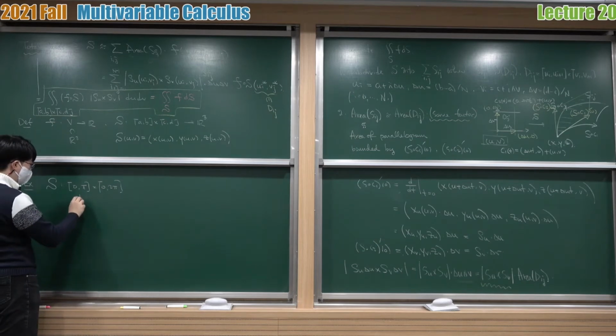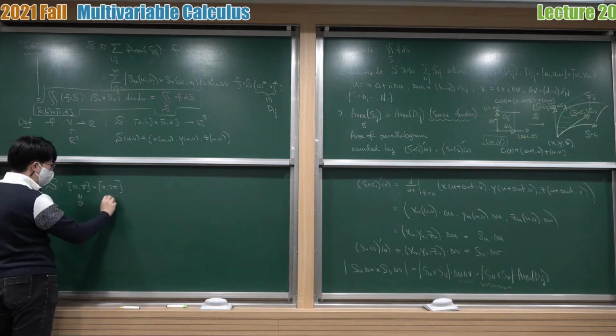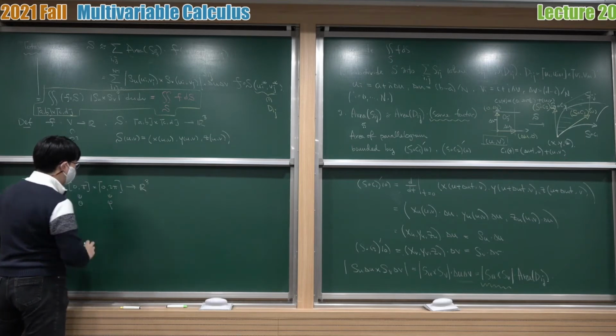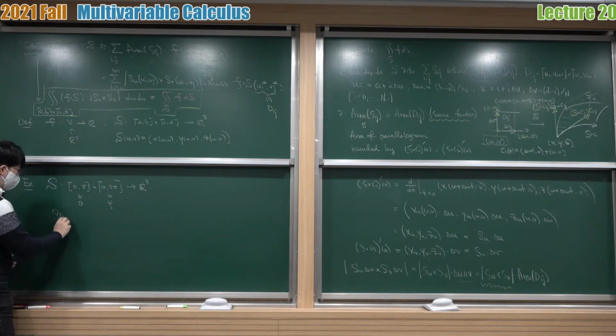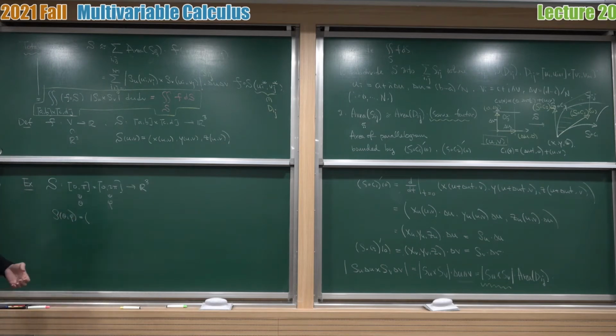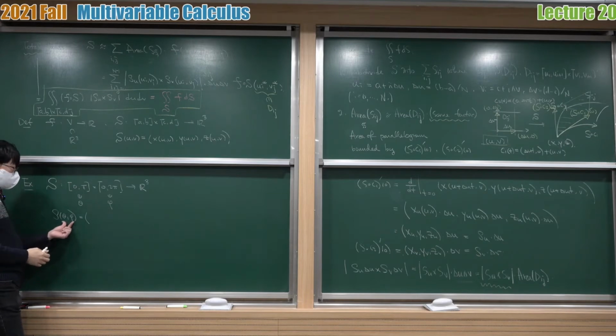So this is for theta, and this is for phi. And I'm going to map into three-dimensional space. So S of theta, phi is given by, first, when you're talking about the spherical coordinate, you need three independent variables. So I'm missing rho here, but I'm fixing rho as 1 because I'm talking about points on the unit sphere, on the surface of the unit sphere. So I'm not going to put rho as an independent variable.